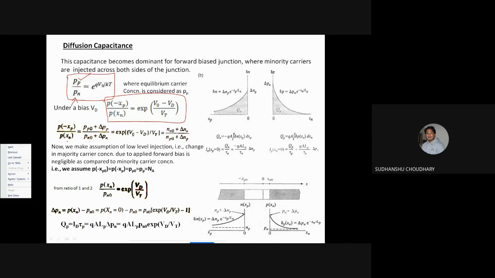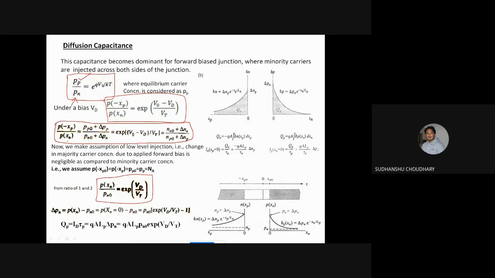Now one can divide these two equations. That is, divide this equation by this equation. And when you divide this equation by this equation, you arrive at this equation. So here again we have utilized this equation also.